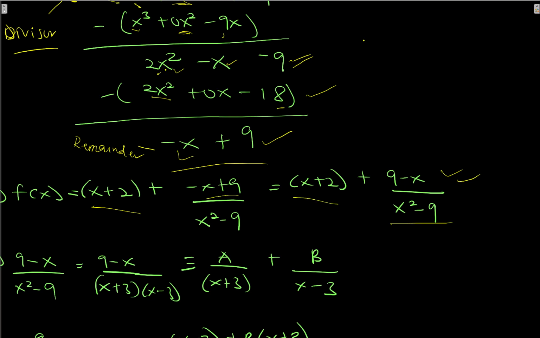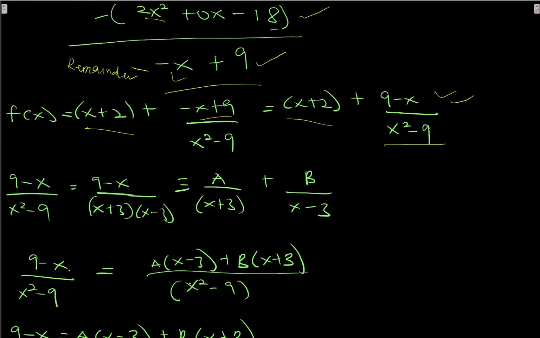It's easy to integrate x plus 2, right? But on the second term, we will need to express it as what? A partial fraction, okay? So now let's express the second term by partial fraction. You realize that x squared minus 9 is just a difference of 2 squares, and it's x plus 3, x minus 3, okay? And this is a typical type 1 question in partial fraction, because the denominator is just a product of two linear functions. So we can rewrite this as A over x plus 3 plus B over x minus 3.